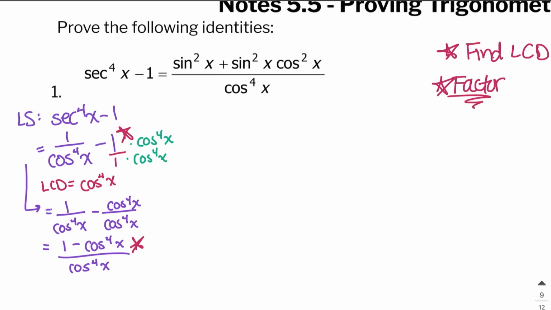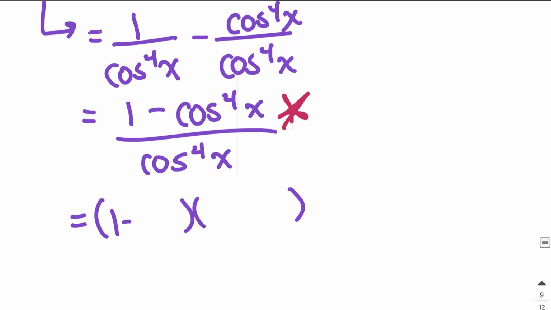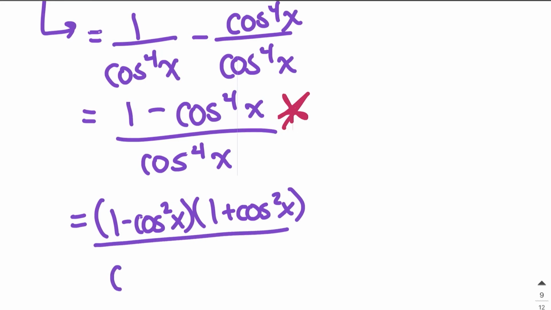So if you take a look at this numerator here, this is a difference of perfect squares. I have two terms. I have subtraction. I can square root 1, and I can square root cosine to the power of 4x. So because it's a difference of perfect squares, I can write this out as 1 minus cosine squared x and 1 plus cosine squared x, and that's all over cosine to the power of 4x.